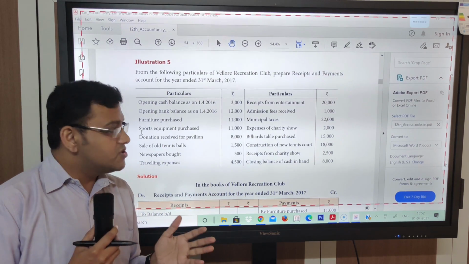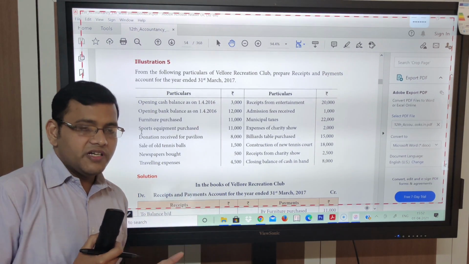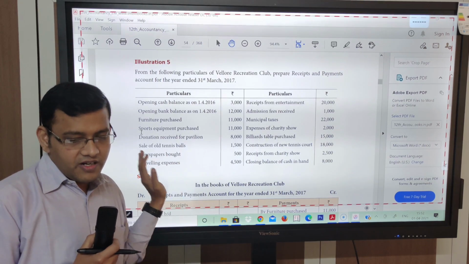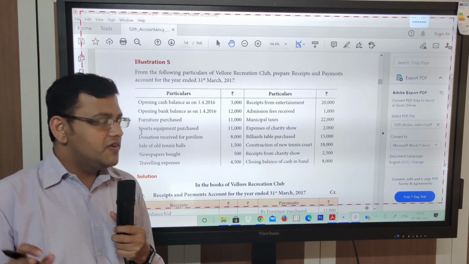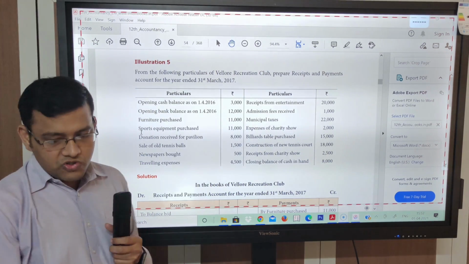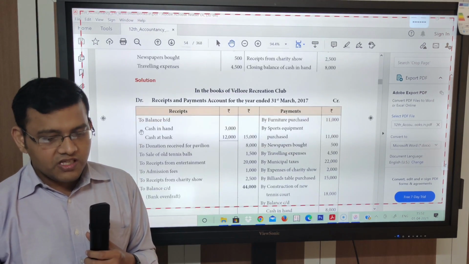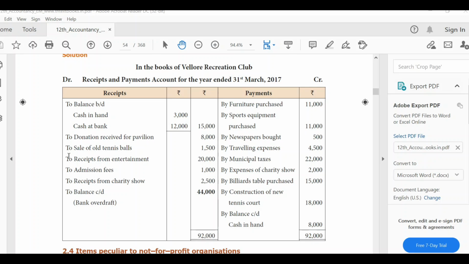It is going to be a huge expenditure. But are we going to treat it as capital? No, because we are only asked to prepare receipts and payment. We are not going to bifurcate the capital and revenue expenditure. And so most of the expenses will be shown as part of this revenue receipts and payment. And on the debit side we have the receipts, and on the credit side you have the payments.